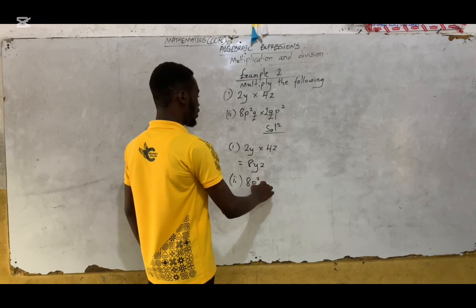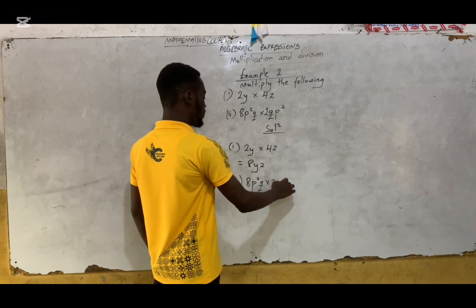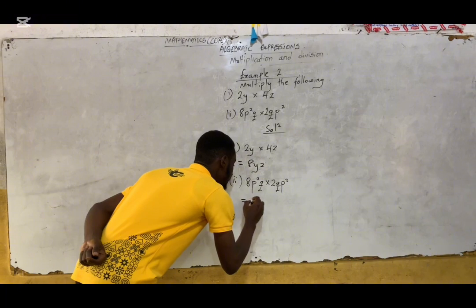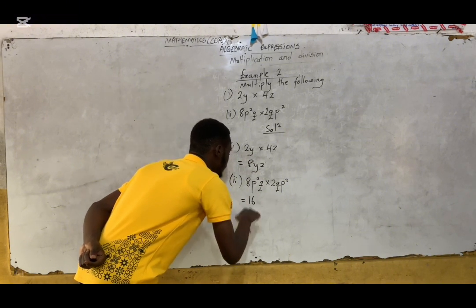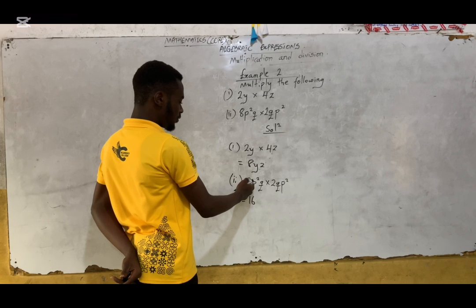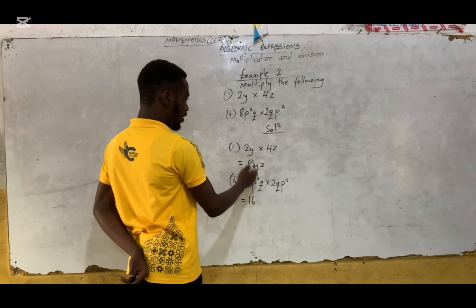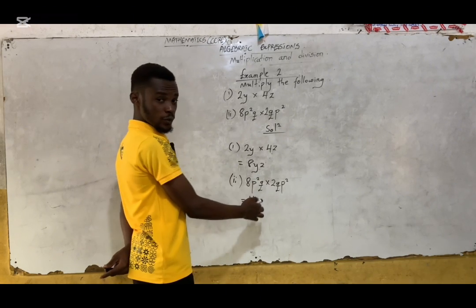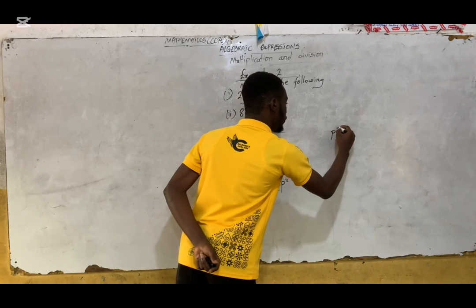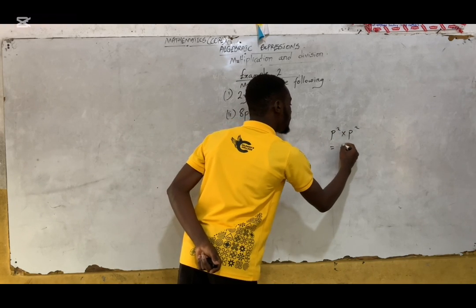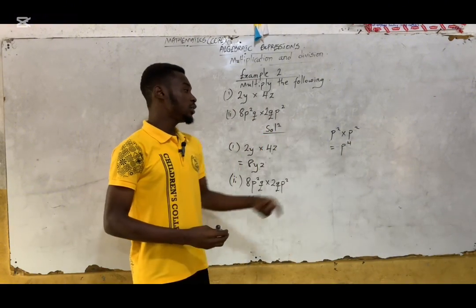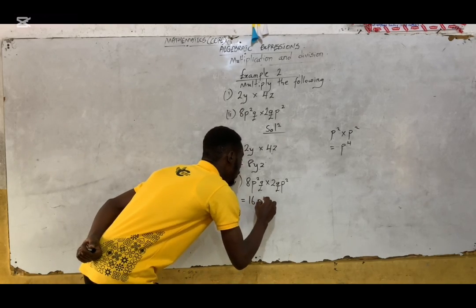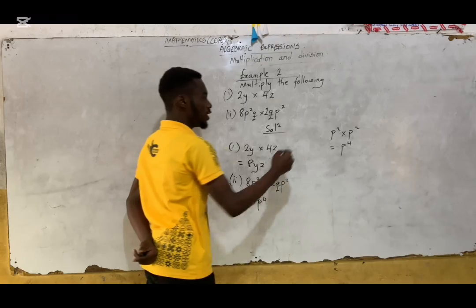Now for the second one, if you had this, kudos. 8p exponent 2q times 2qp exponent 2. Remember, we deal with numbers first. 8 by 2 gives us 16. Now let's multiply p squared by p squared here. So p exponent 2 by p exponent 2, you are going to get p exponent 4. Remember, for multiplication with the same base, you maintain the base and you add the powers. So p exponent 4. Now q also multiplies q here.